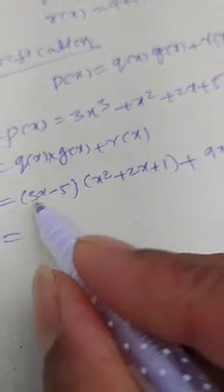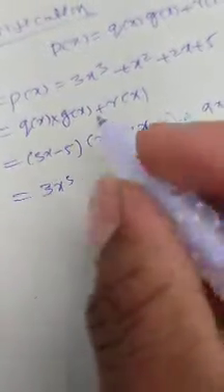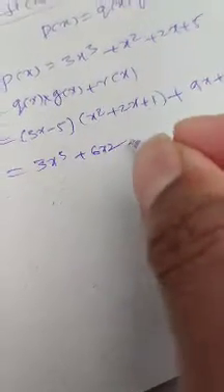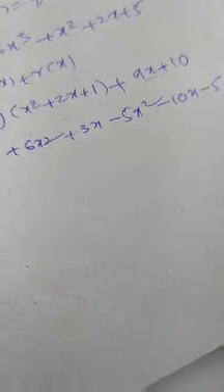Okay, right. Now we should multiply these two polynomials. First multiply with 3x. 3x into x square, 3x cube. 3x into 2x, plus 6x square. 3x into 1, plus 3x. Okay, with 3x over. Next with minus 5. Minus 5 into x square, minus 5x square. Minus 5 into 2, minus 10x. Minus 5 into 1, minus 5. Next the remaining terms, plus 9x plus 10.